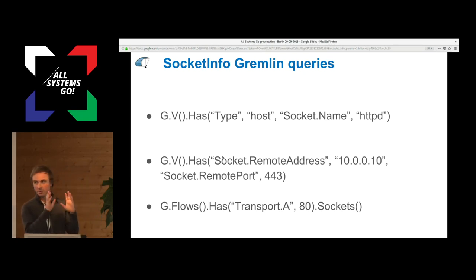So we put metadata on the host. We have a list of all the active sockets. So who's listening? Who's connecting to whom? And you can write Gremlin queries, so we can ask which host is hosting the HTTPD process. We can ask who's talking to the 10.0.0.10 address on the HTTPS port. And when you select flows, you can also go back to the sockets that generated those flows.